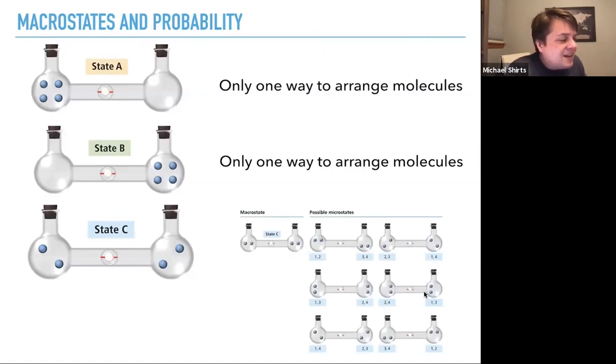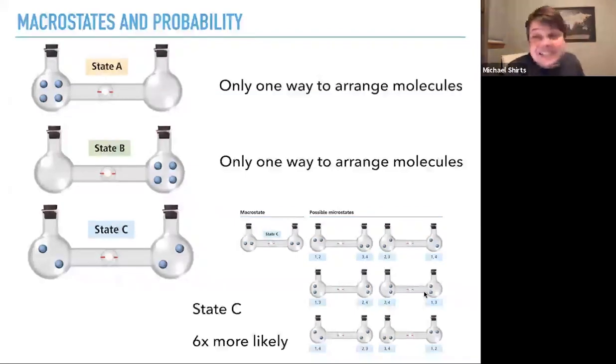There's 4 on one side and that's it. State C, however, has 6 ways, right? If we number the particles 1 through 4, then we could have 1 and 2 on one side. We could have 1 and 3 on one side. We could have 1 and 4. We could have 2 and 3. We could have 2 and 4. We could have 3 and 4. And so you have actually 6 possibilities there. State C is 6 times more likely.